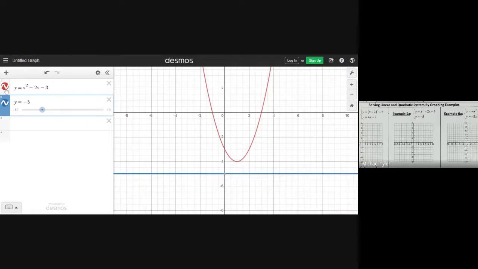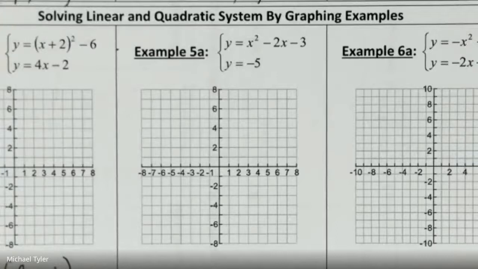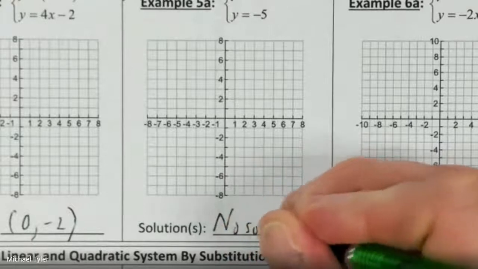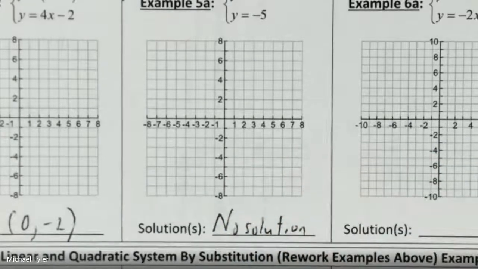Now, this is the red line, the red curve. See how that's curving here? That curves because it has a square on it. Looks like a comet, right? But then down here, that's our blue line. Notice, they don't cross each other. So in this problem, they don't cross, so what we're going to do is write no solution.